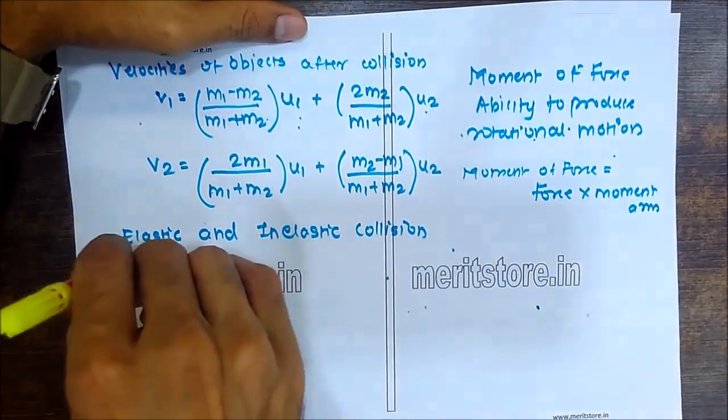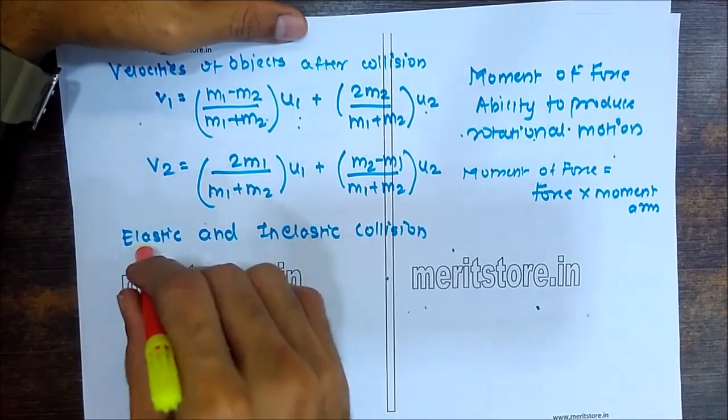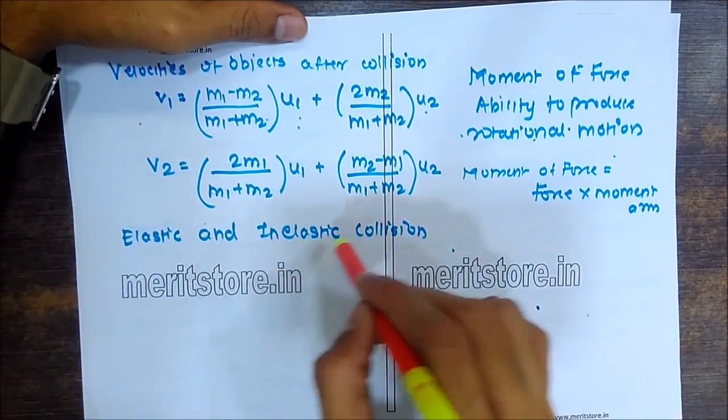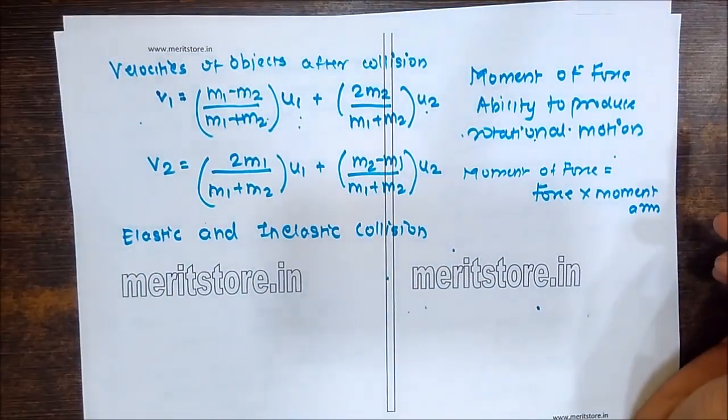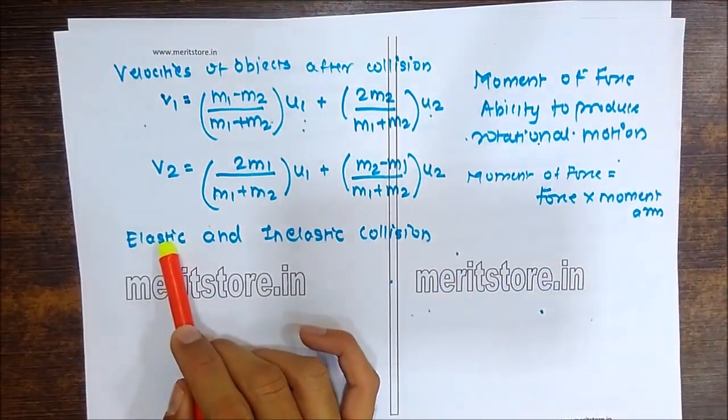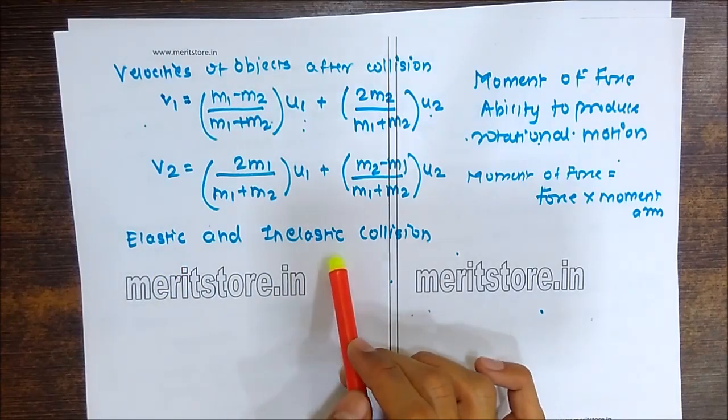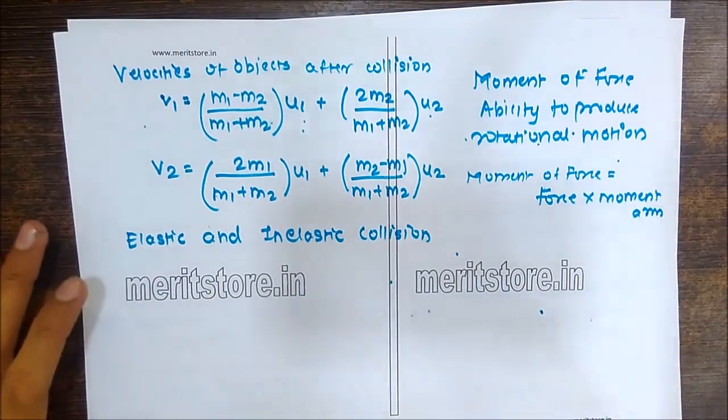So the kinetic energy gets used up out there. So here, in the elastic case, the kinetic energy before collision and after collision are the same. Here it is not the case. The kinetic energy is not the same. But here the momentum before collision and after collision is the same. Here also the momentum before collision and after collision is the same.